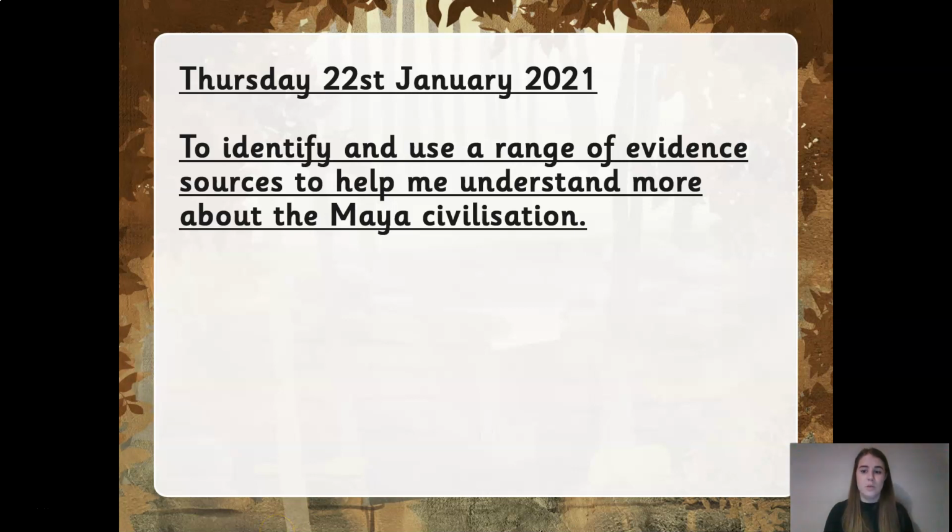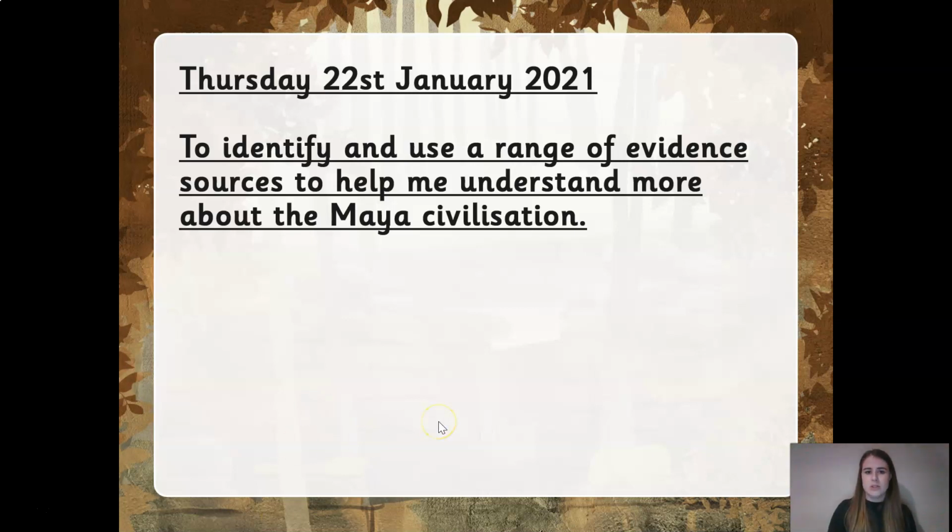Hello Year 5 and welcome to your next history lesson. So we're going to build a little bit onto the end of our last lesson where we looked at the different types of artifacts that gave us clues about the Mayan civilization. And we're going to link that into looking at a different range of evidence sources that might help us understand the Maya civilization a little bit more.